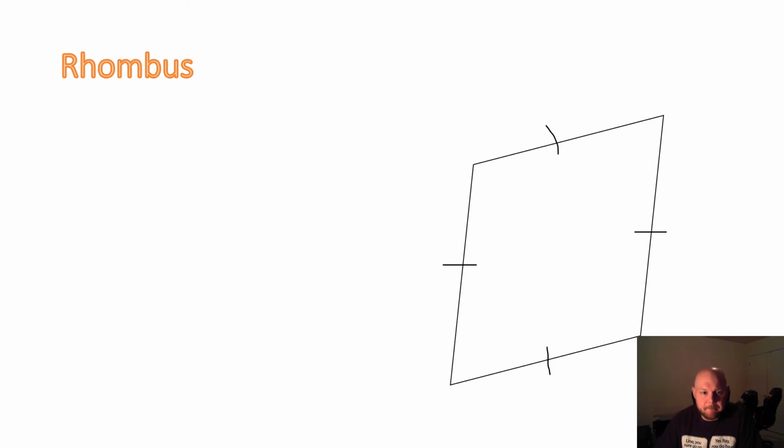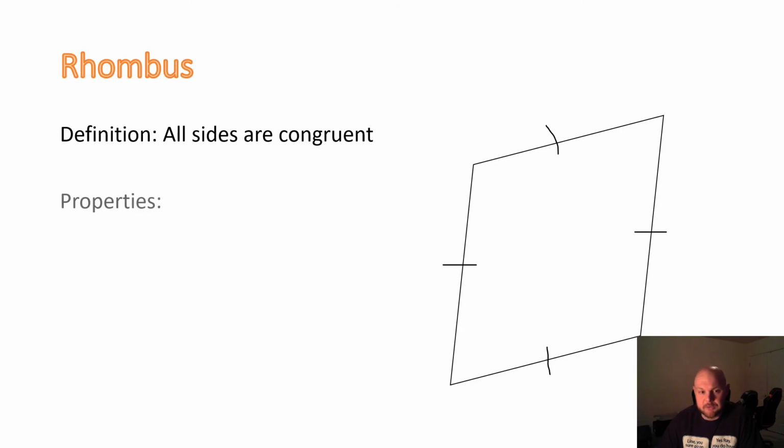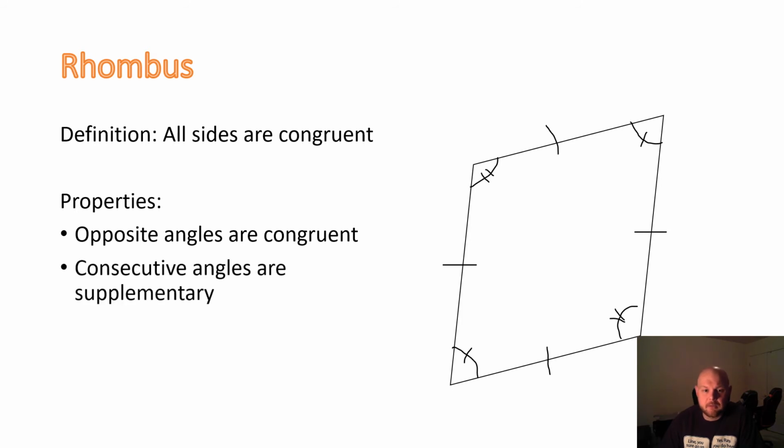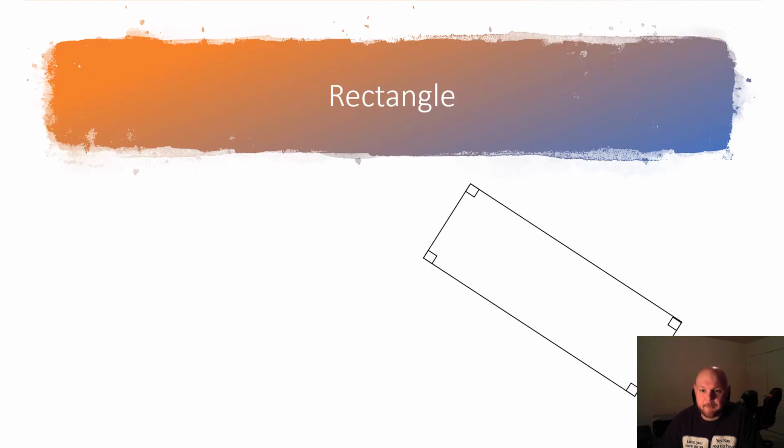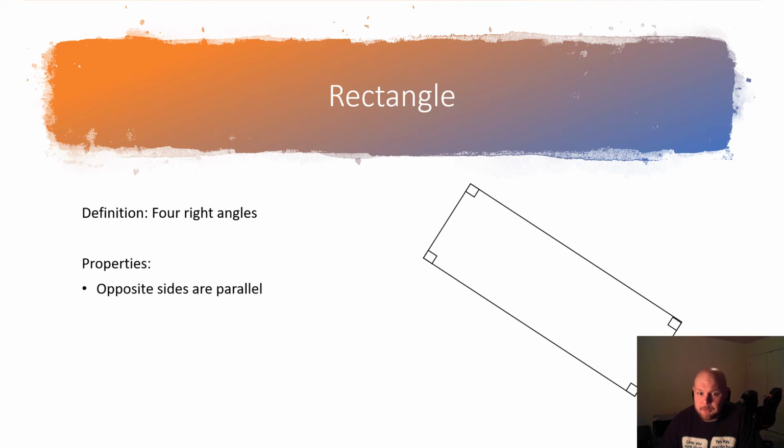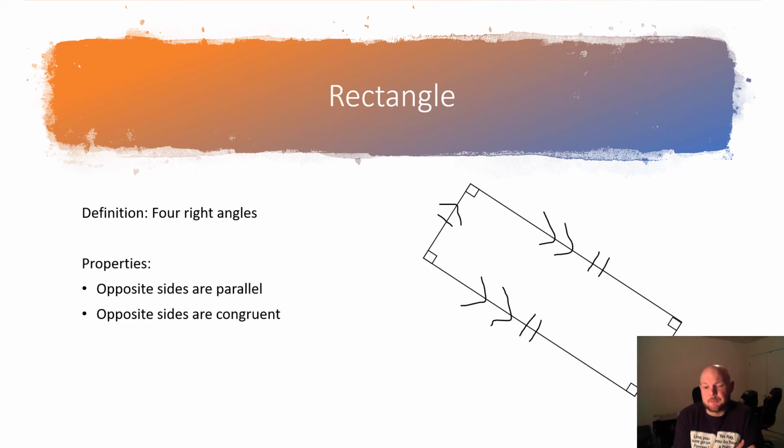All right, rhombi. The definition of a rhombus is that all sides are congruent, so four congruent sides. Some of the properties are that opposite angles are congruent and consecutive angles are supplementary, just like parallelograms. Rectangle: a rectangle is a quadrilateral with four right angles. Some of the properties: opposite sides are parallel and opposite sides are congruent. You'll notice these properties start overlapping, and we're going to get there towards the end here.